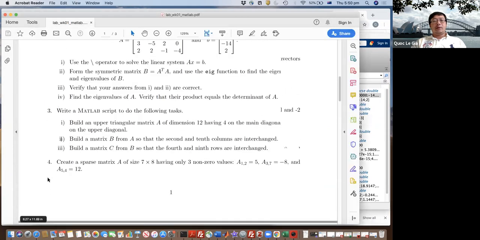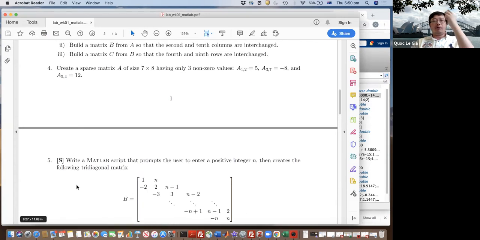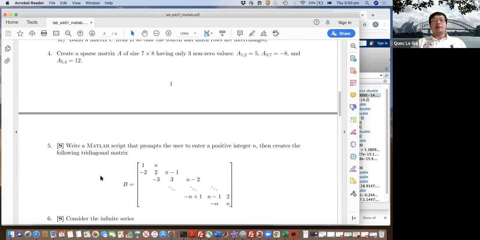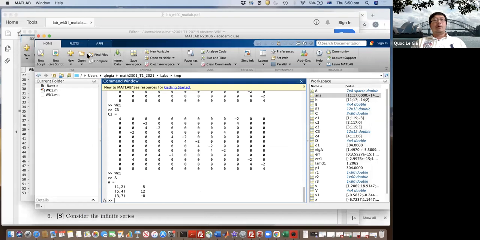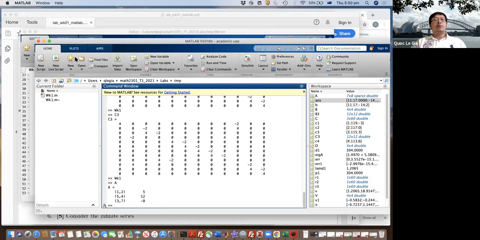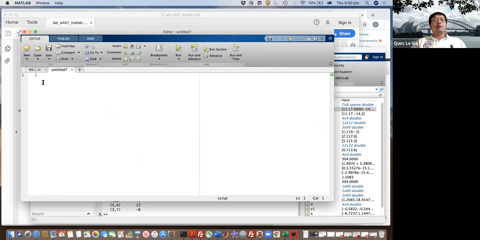And the next question is, how do you write a script that creates the following tridiagonal matrix? Okay, so we have to make a new script. So I go to here, and I can click on here, and make a new script. Question 5. N will be the input value of n.